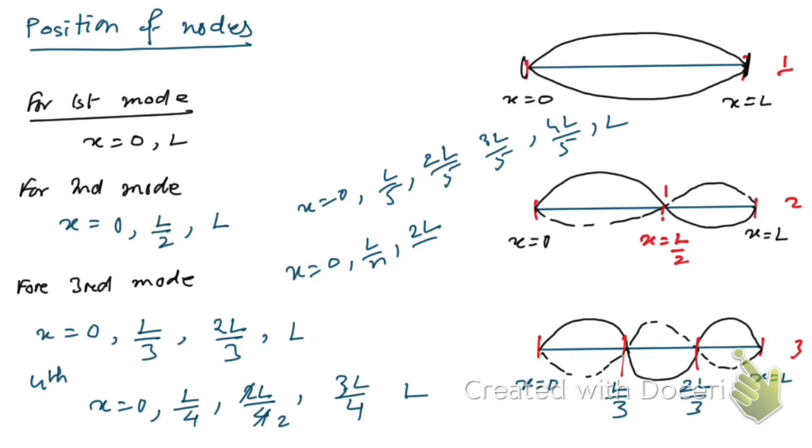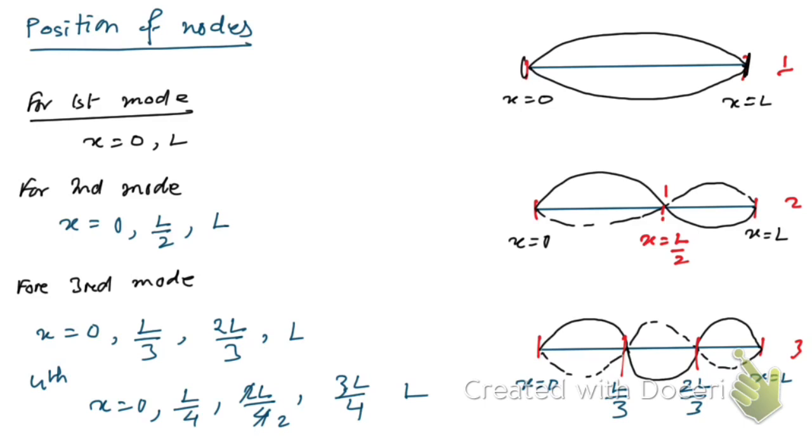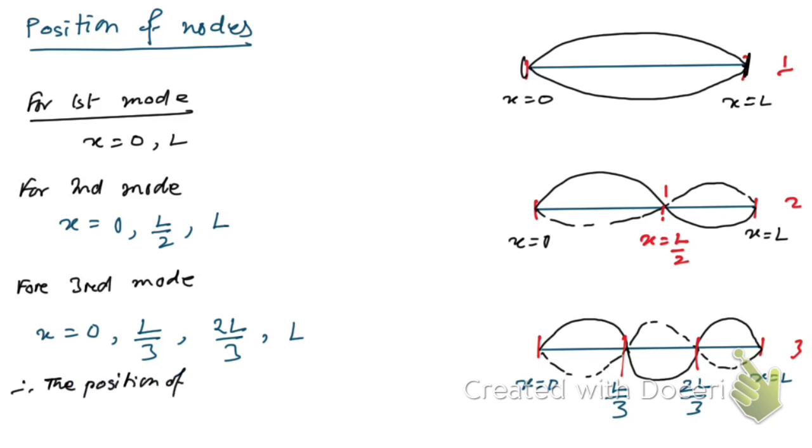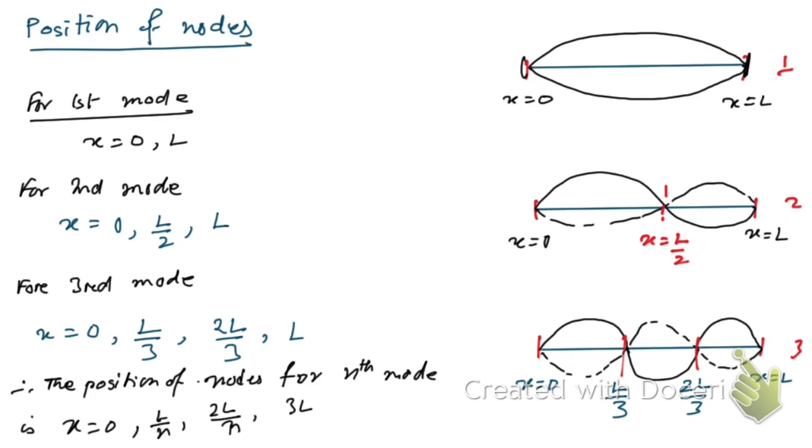So in general form, we can write the position of nodes this way. Therefore, the position of nodes for the nth mode is given by x equal to 0, L by n, 2L by n, 3L by n, dot dot dot, at the end L, right?